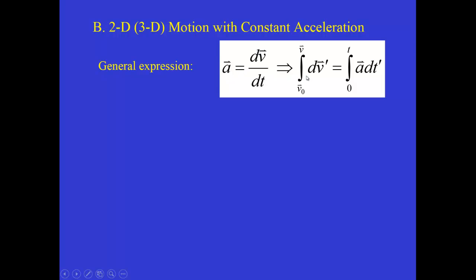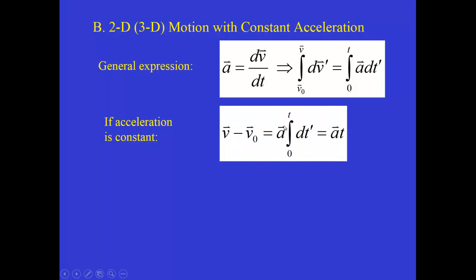If we cross multiply and then integrate both sides, we end up with the integral of the change in velocity vector evaluated between the initial velocity vector and the final, and then the integral of the acceleration vector dt from t equals 0 to a final time t. If the acceleration is constant, then the left-hand side of this equation is simply v minus v0.